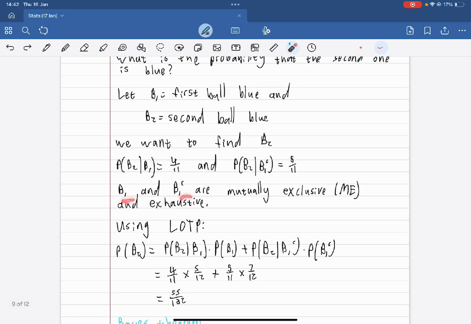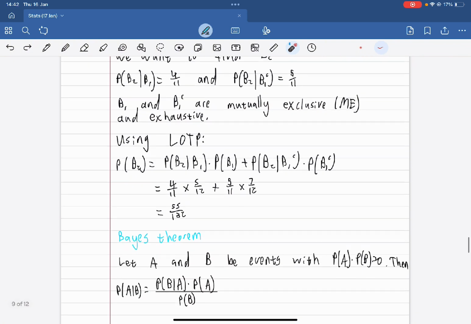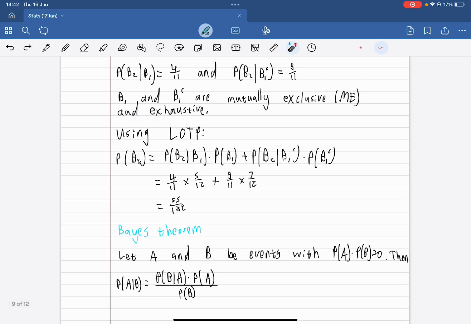B1 and B1 complement are mutually exclusive and exhaustive, so they have no overlap and they cover the whole sample space. Now we're going to use the law of total probability. The probability of B2 is the probability of B2 given B1 times the probability of B1, plus the probability of B2 given B1 complement times the probability of B1 complement. I like to think of this almost as a bit of a weighted average.